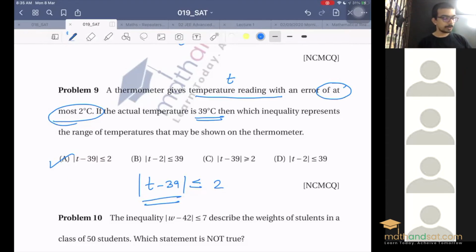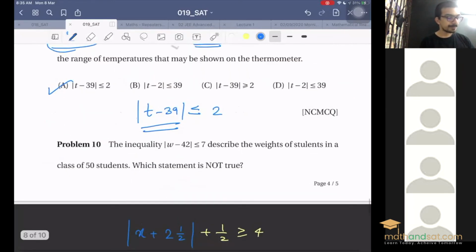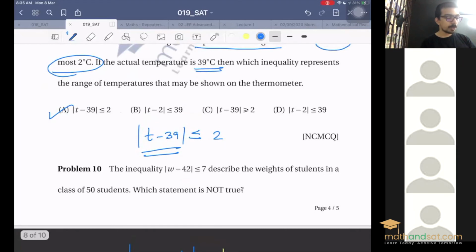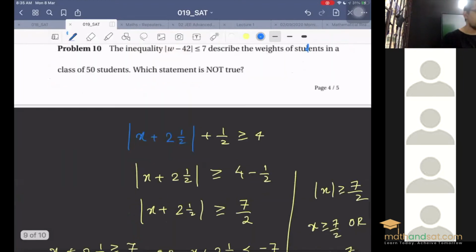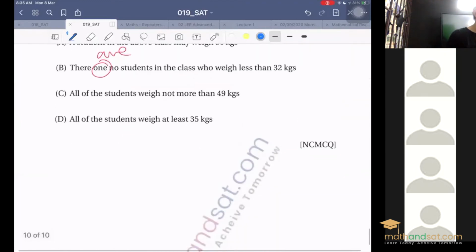Okay. Now let's go to the last question. The inequality modulus of W minus 42 less than or equal to 7 describes the weights of students in a class of 50 students. Which statement is not true? Not true. So let's note that down.